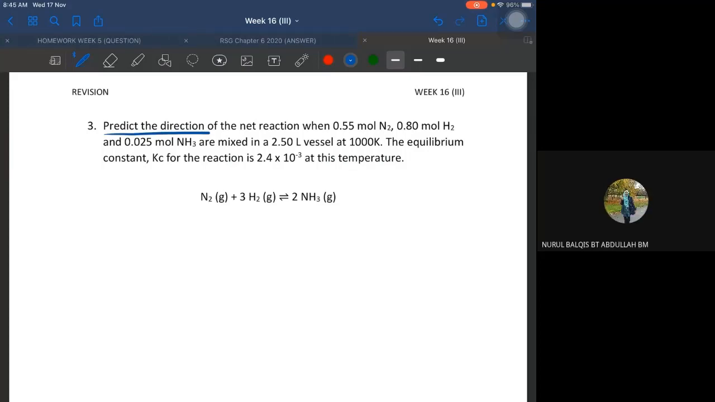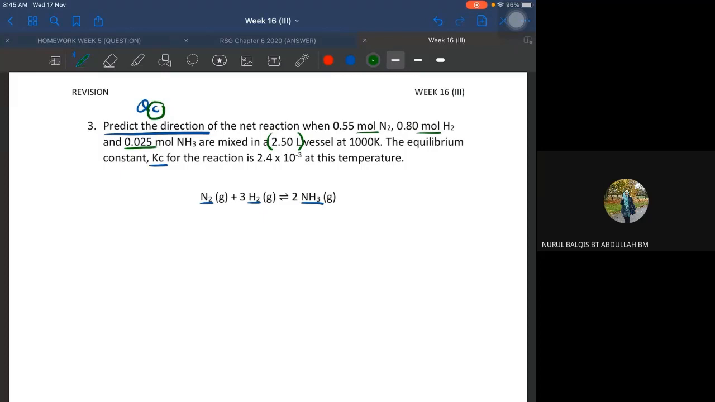Qc. Yes, Qc. Has it given Kc yet? Yes. Okay, now you need to find Qc first, because it asks you to predict the directions. If you notice, it gives all the values: N2, H2, and NH3. But at the moment they give you only in mole. Can you already take this number and put it in your Qc expression? No, you need to first find the molarity, the concentrations, because of this C. So divide your number of mole by this volume first.